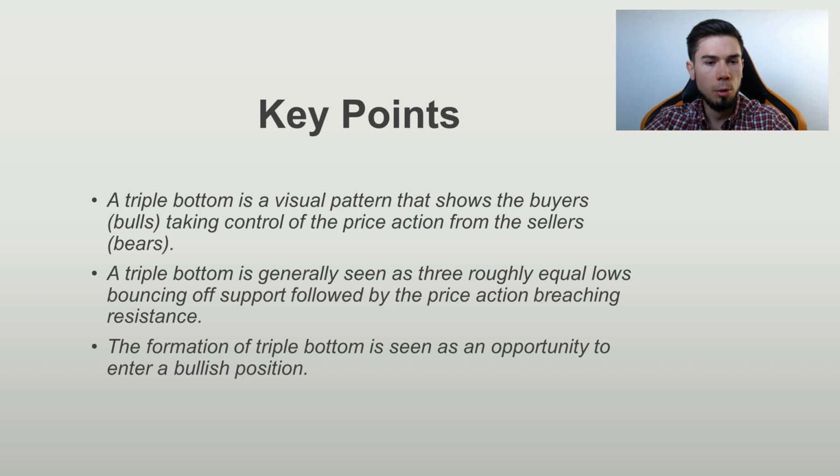Key points. A triple bottom is a visual pattern that shows the buyers, the bulls, taking control of the price action from the sellers, the bears. A triple bottom is generally seen as three roughly equal lows bouncing off support followed by price action breaching resistance. The formation of a triple bottom is seen as an opportunity to enter a bullish position, and the reason is that the more bottoms we have, going from the double bottom into the third bottom zone, the more it tells us that once we get confirmed around the same support area, the bears have lost control over the market, and from there the bulls are dominating it.